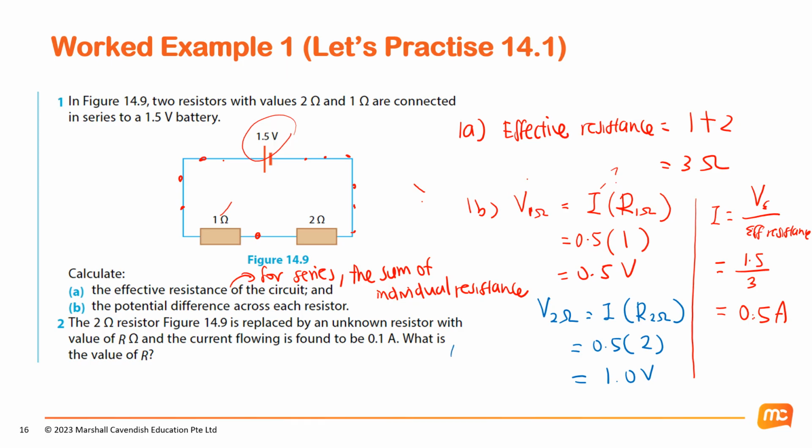Alternatively, again, I know that the sum of each of these voltages must give me 1.5 volt. So I could also say the voltage of the 2 ohms will just be 1.5 minus 0.5, the voltage that I found in part A. So this will also give me 1.0 volt.